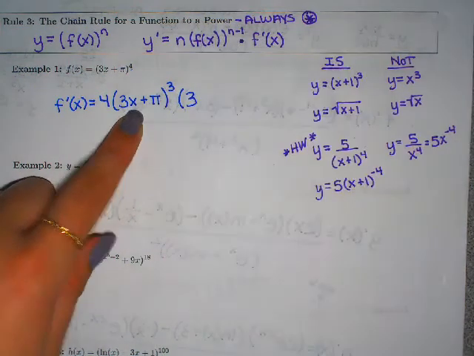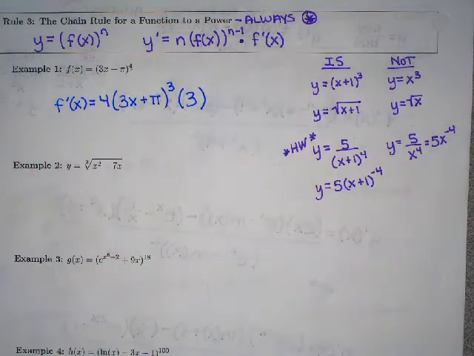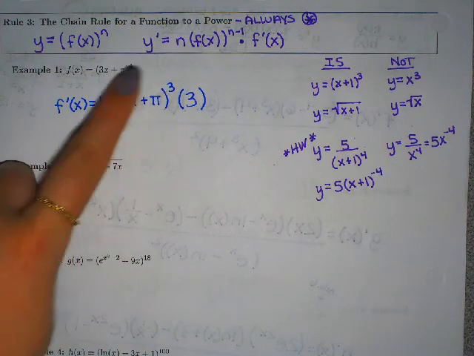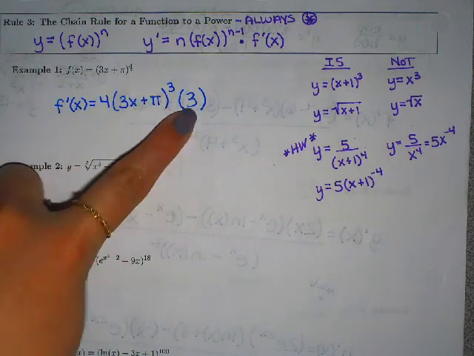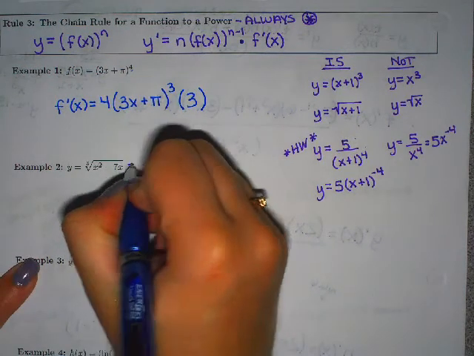What's the derivative of 3x? That's our mini rule. It's 3. What's the derivative of pi? That's just a weird looking constant. Its derivative is 0. Okay. Bring down our power, raise it to a new power by subtracting 1, put the original on the inside, put the derivative multiplied on the outside.